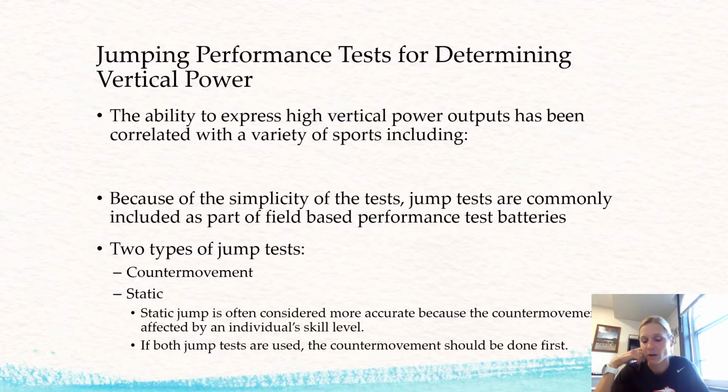And I guess my counter argument would be, that basic element of athleticism is important for us to test because yes, it's a skill, but you need to have that skill if you want to be good at any particular sport. So with the counter movement jump, you have to take that into account. If we do both of these tests as part of a battery of tests, we should start with the counter movement jumps and then go to the static jump second. Okay.